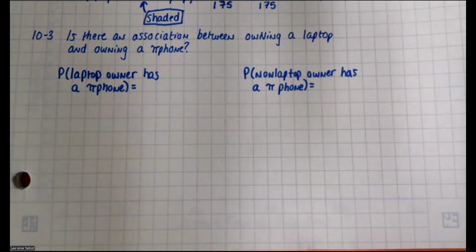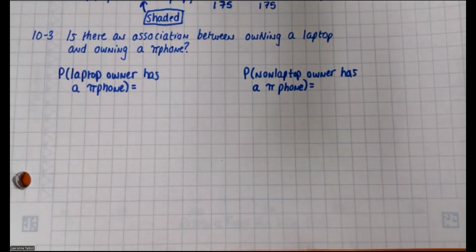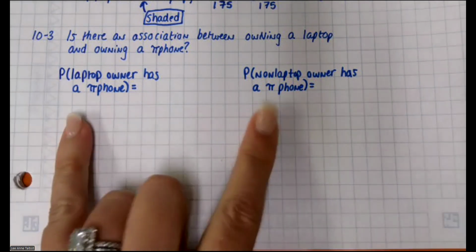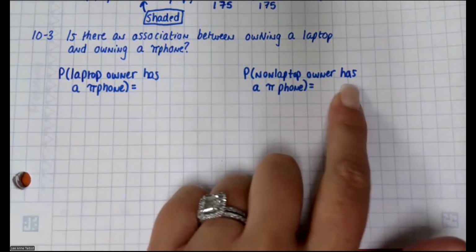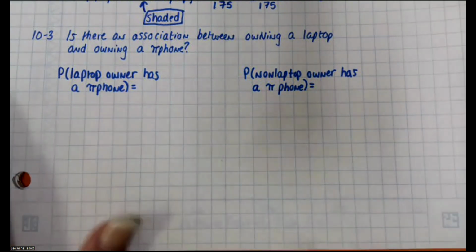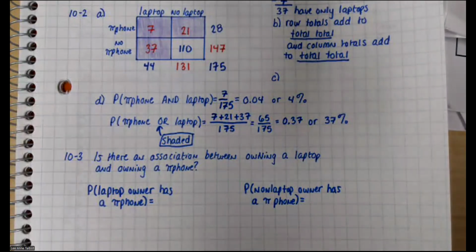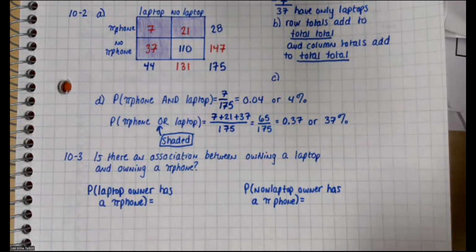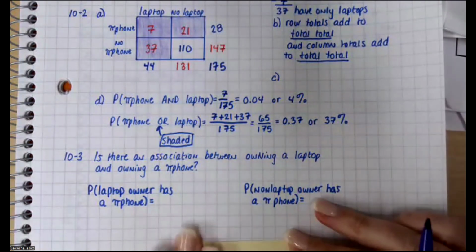Okay, anyway. So these are the 2 questions that we're going to ask ourselves. So we need to go back into the two-way table or the Venn diagram. I'm going to do it from the two-way table and figure out what's the probability that a laptop owner has a Pi phone and what's the probability that a non-laptop owner has a Pi phone and see if they're the same probability. Okay, so I'm going to go back up here. I'm going to scroll up. And I'm going to grab a Post-it note. This is going to be my best way of doing this.